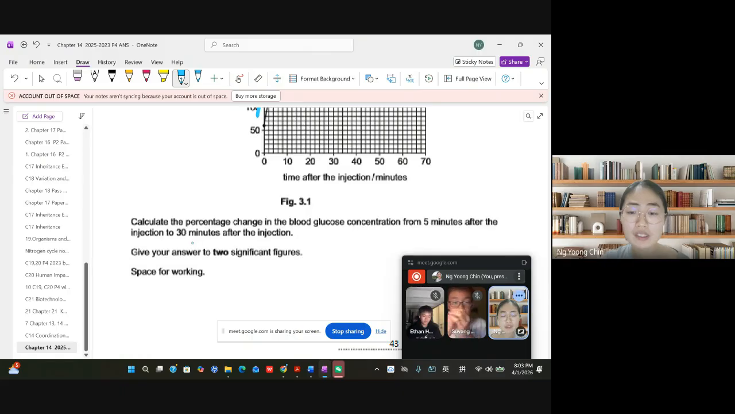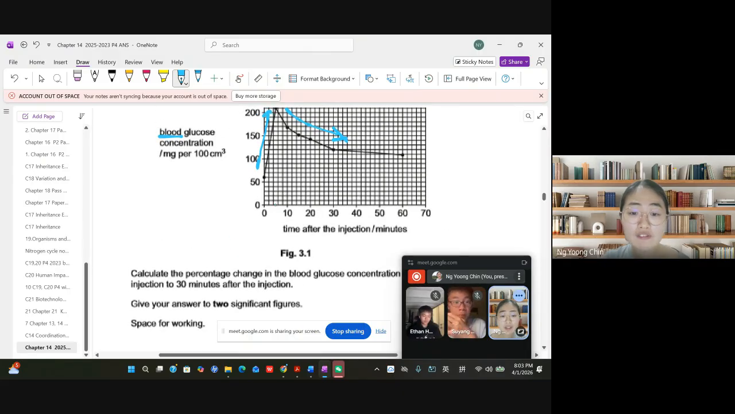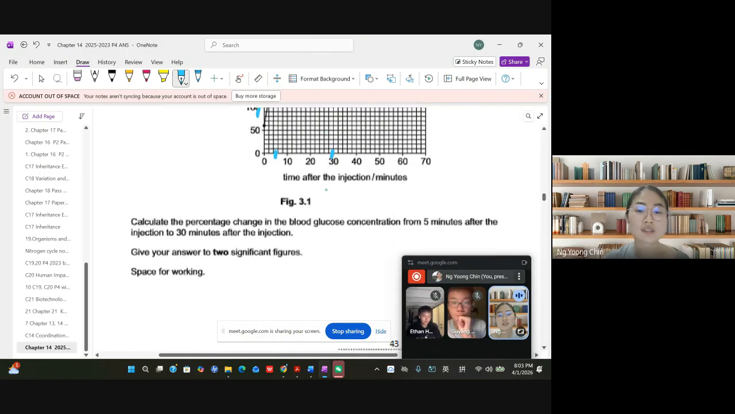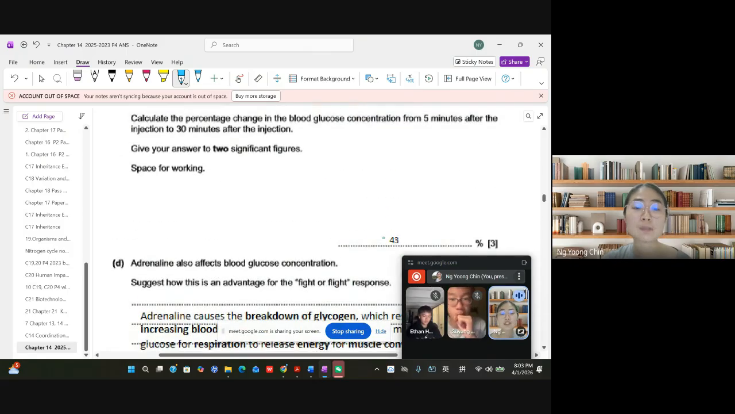Now you need to calculate the percentage change in the blood glucose concentration from 5 minutes after ingestion to 30 minutes. So start from here, 5 minutes, and then to 30 minutes. You need to calculate the percentage change, from here to here. So you get the answer of 43%.